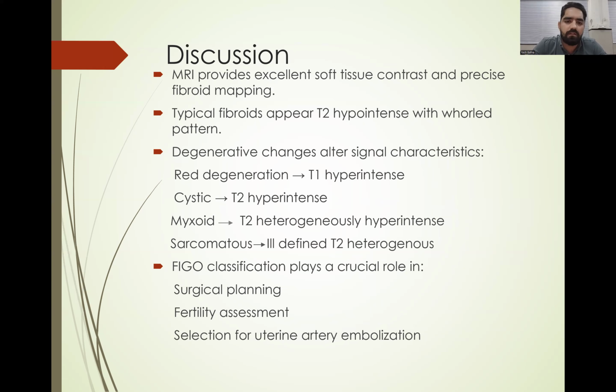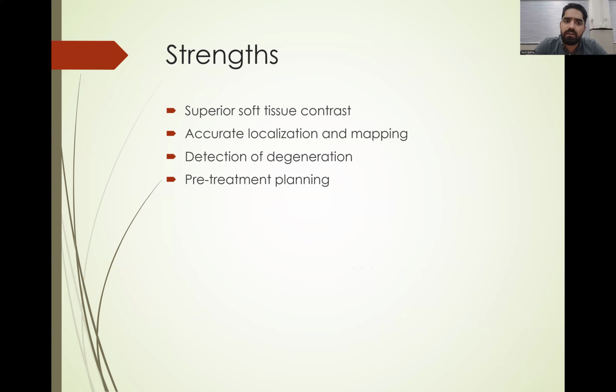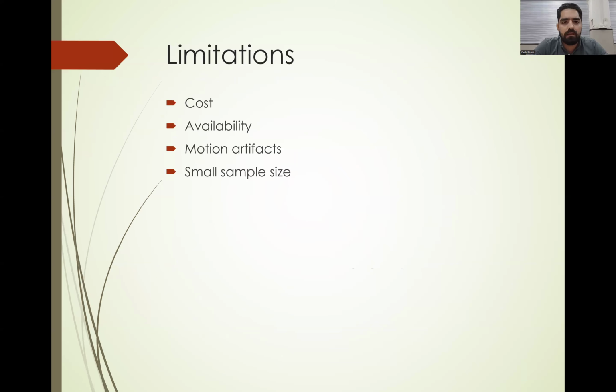And in myxoid degeneration, it is T2 heterogeneously hyperintense. Whereas in sarcomatous degeneration, the fibroid is irregular, ill-defined with T2 heterogeneous signal. FIGO classification plays a crucial role in surgical planning, fertility assessment, selection for uterine artery embolization. The strengths of the study are superior soft tissue contrast, accurate localization and mapping, detection of degeneration, pre-treatment planning.